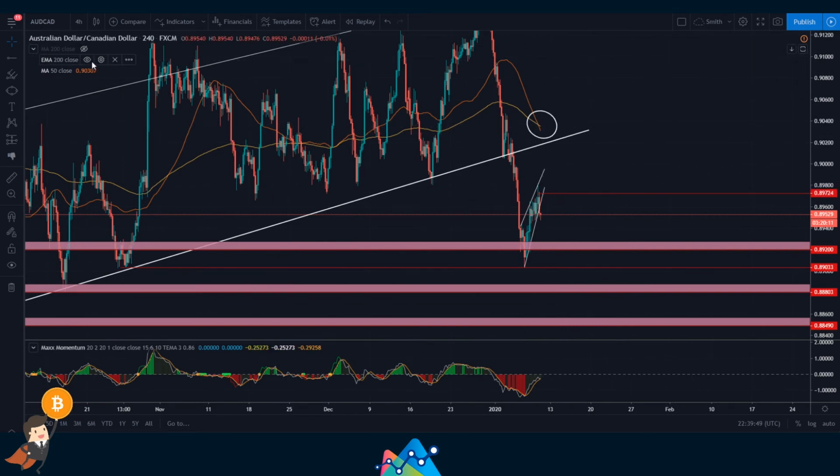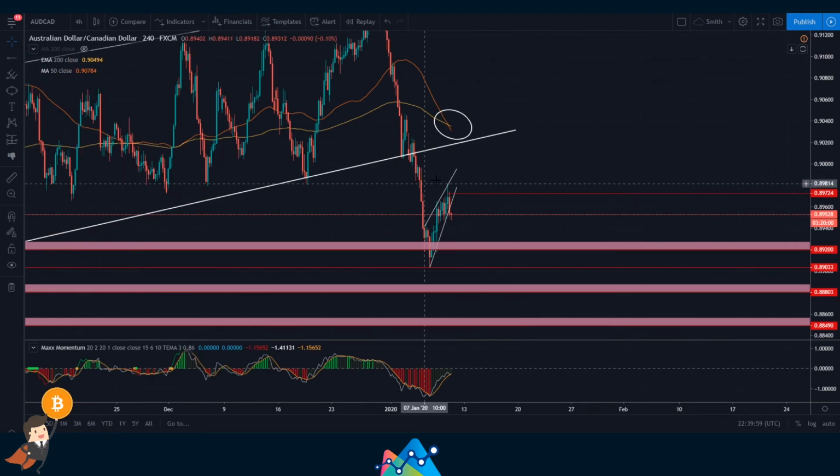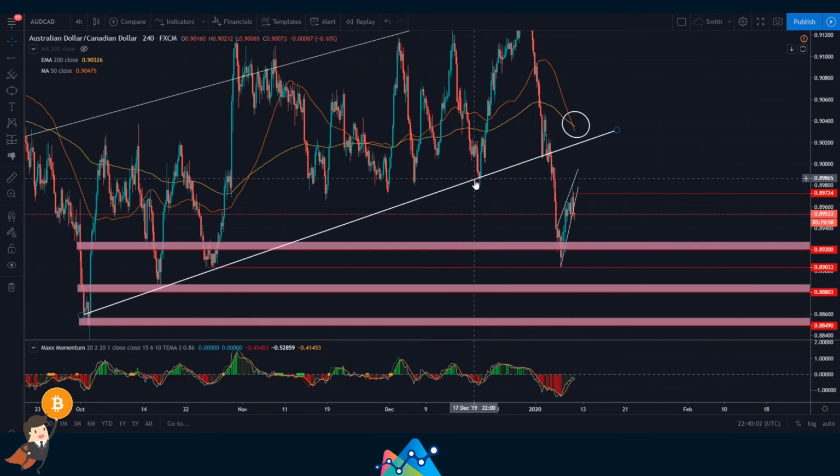So on the 4 hour, if we look at the 200 EMA and the 50 MA, you can see they've both crossed down over each other. Now this is a typical sell signal in conjunction with the breakdown of the rising channel. It's a very convincing short for me, and that's why I'm choosing to go short and not long here.